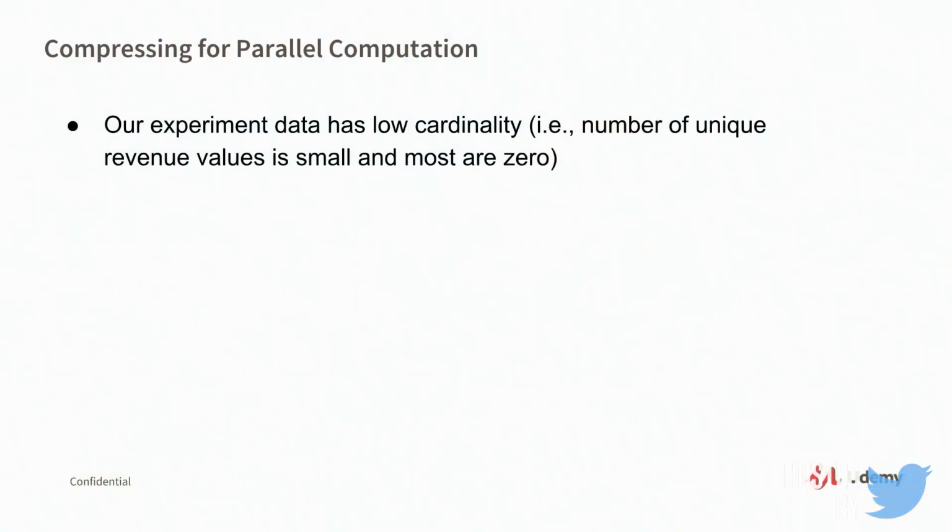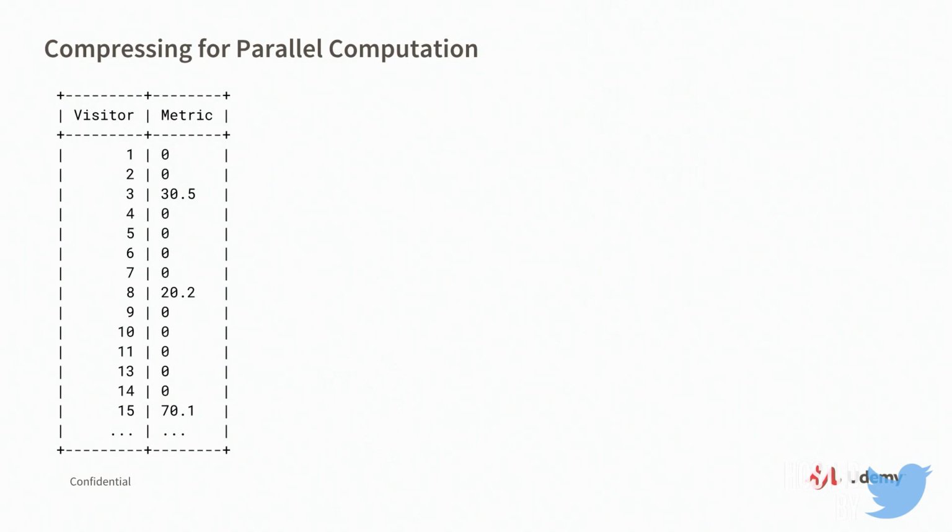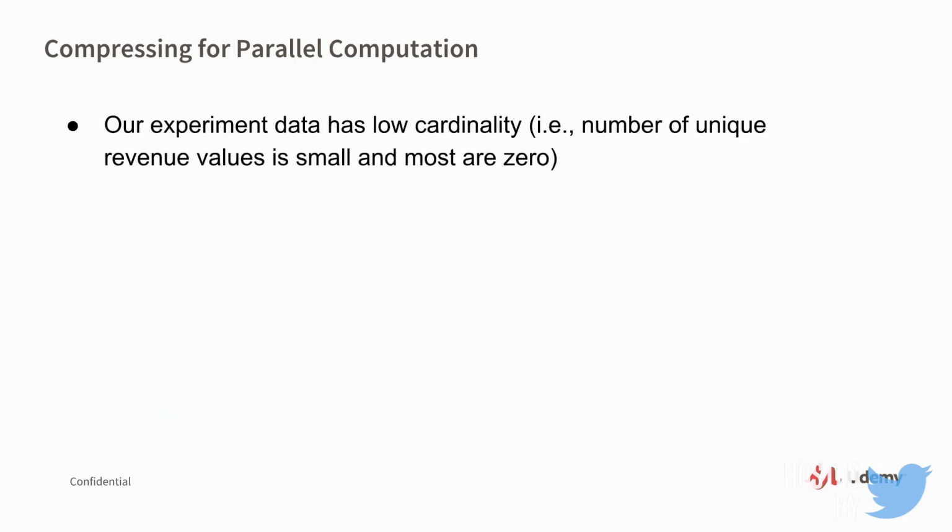we realized that our experiment data has a very low cardinality, so the number of unique revenue values is quite small compared to the size of the original data set. So that's typical for an online marketplace like Udemy. And most of them are actually zero because conversion rates are typically low in online marketplaces. So the idea that we had was to compress the data by constructing a frequency distribution and sampling from that distribution.